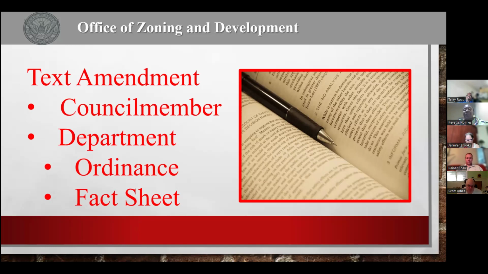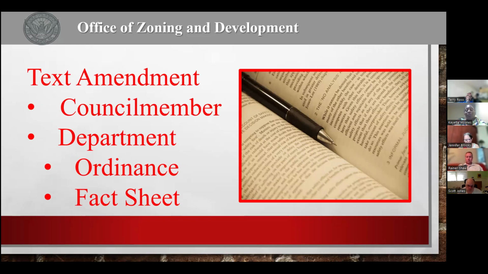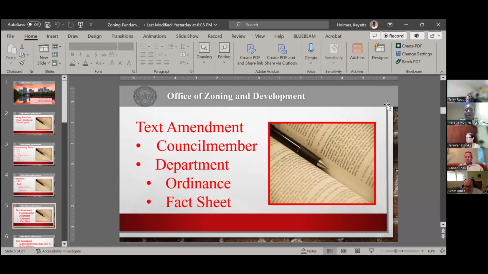Once it is introduced, it follows the same process as an application that comes before any NPU. Say an applicant submits an application to us, it follows the same exact process as a text amendment. Text amendment is introduced. I create a fact sheet most times, or put information in the email that I send to NPUs with regard to what the application is asking for.